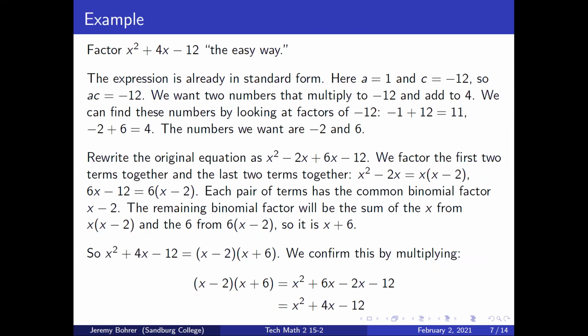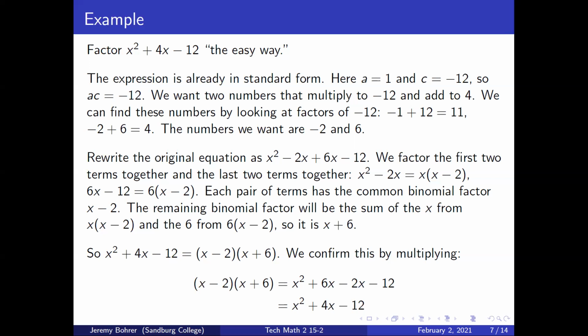For example, factor x squared plus 4x minus 12 the easy way. The expression is already in standard form. Here a equals 1 and c equals negative 12. So ac equals negative 12. We want two numbers that multiply to negative 12 and add to 4. We can find these numbers by looking at factors of negative 12. Negative 1 plus 12 equals 11. Negative 2 plus 6 equals 4. The numbers we want are negative 2 and 6.